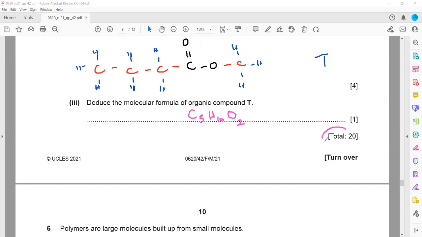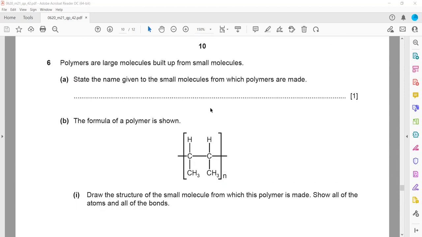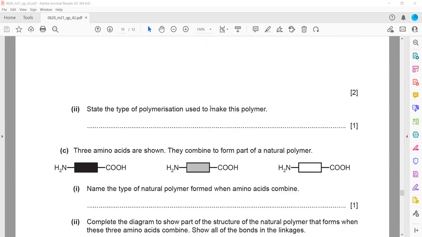And see the weightage of this question, it's total 20 marks. So it's about 25% of your paper based on this organic chemistry. And there's also another question in this paper. Question 6 is also from organic chemistry.